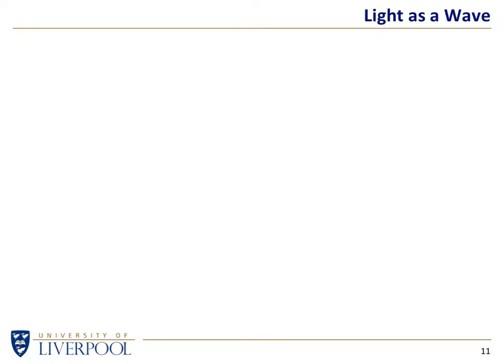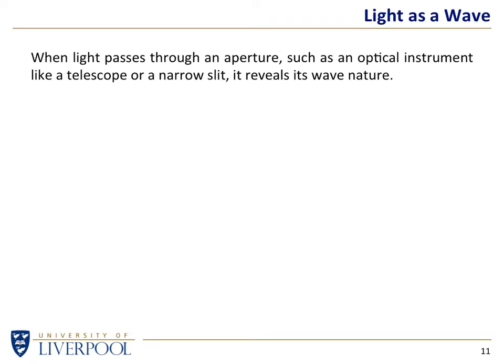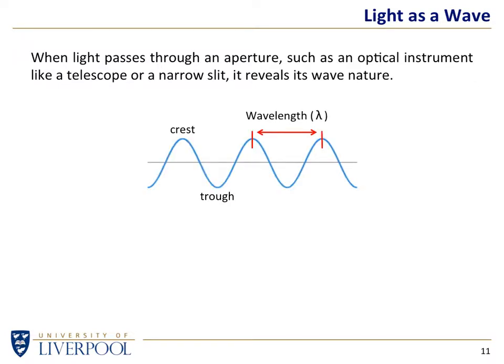But in this particular talk this evening, we're going to be looking at the wave nature of light and seeing how that helps us understand what light is. So when light passes through an aperture, which could be, for instance, the aperture of your telescope or your camera lens, or it could be a narrow slit, then light will reveal its wave-like nature.